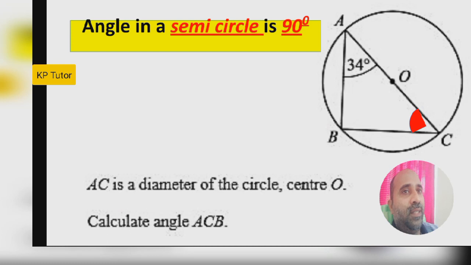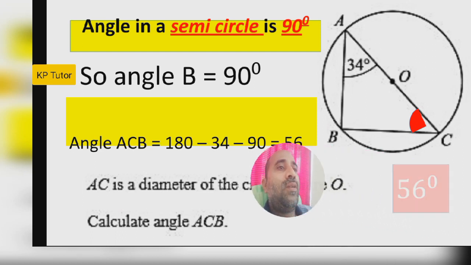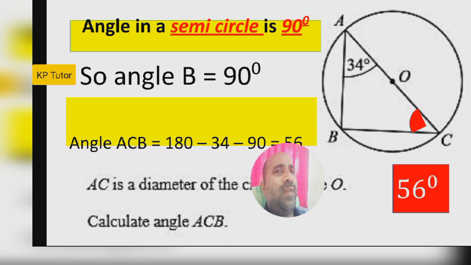Then how can we find the third? That means angles in a triangle sum to 180. So angle ACB is equal to 180 minus 34 minus 90, that is equal to 56. So the answer is 56 degree. This is a very simple, easy question, but this is a past paper question. So you have to expect questions like that, especially course students. You have to expect this kind of question at least from the circle topic.